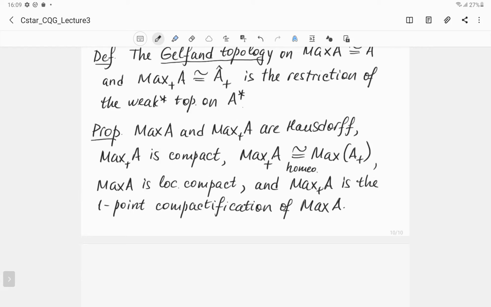So in general, we cannot prove, and this is not true, that the maximal spectrum is closed in max plus of A. It will be closed only if the zero character is an isolated point. Okay. So now we can define the Gelfand transform.